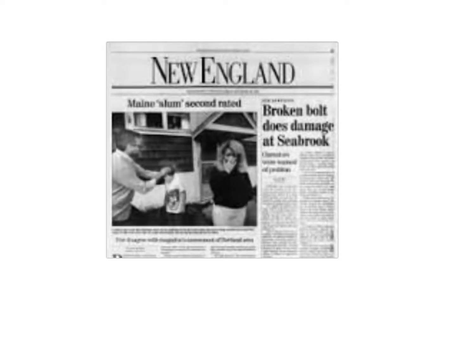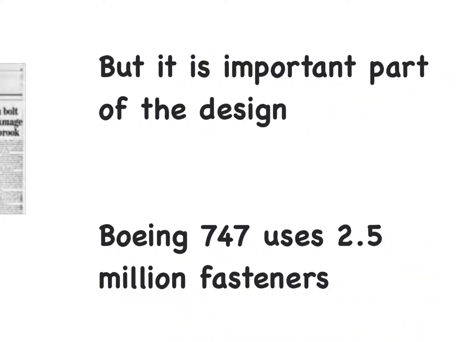As you can see here, broken bolt does damage at Seabrook. What happened there was, this bolt which was fastened to the pump got loosened from the pump due to vibration loads, and in turn got into the reactor along with the coolant, and it resulted in the damage of three nuclear fuel assemblies, and subsequently it caused a lot of financial burden as well. So this is just an example where a poorly designed fastener caused havoc.